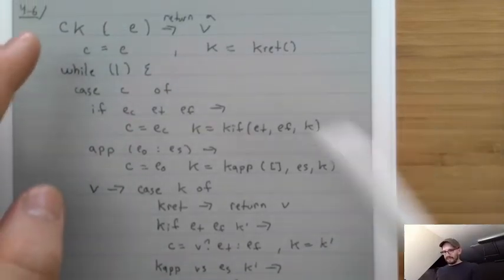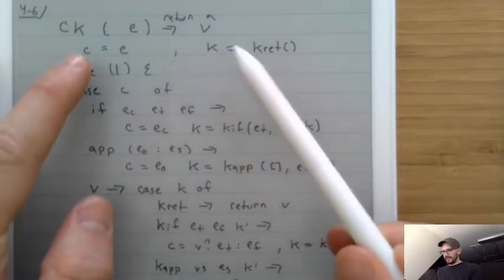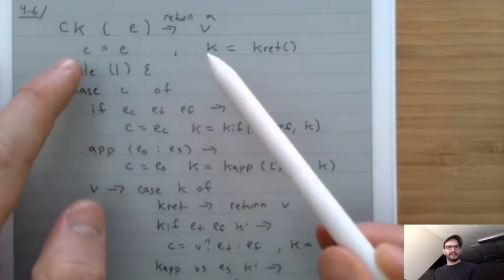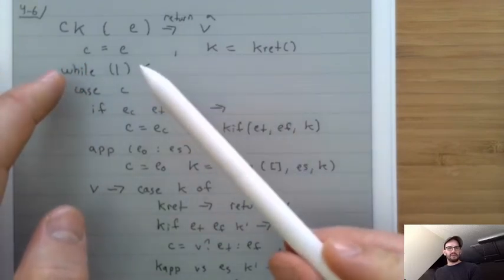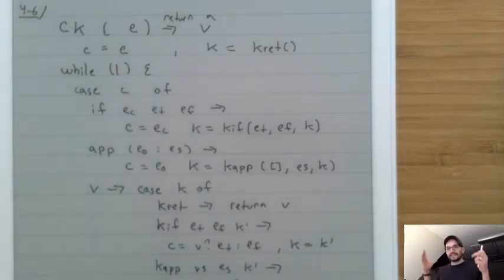So your CK machine has one argument expression and it returns a value. It has two variables, C and K. It has a while loop, and the first thing you do is you case on C. Now, you may think, how do I case on C in a language like C? Well, what you would do is a switch statement, right?